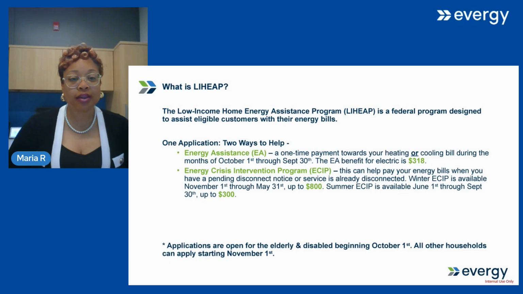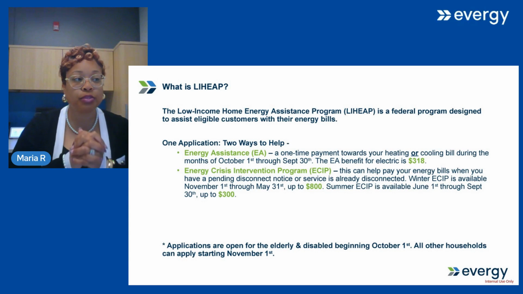First, what is LIHEAP? The Low Income Home Energy Assistance Program helps eligible families with utility costs through Energy Assistance, or EA, and the Emergency Crisis Intervention Program, known as ESIP. EA provides a one-time payment to one of the customer's utility providers to help with heating and cooling costs, while ESIP helps with additional funding towards both heating and cooling costs if there is a pending disconnect notice or if service has already been disconnected.